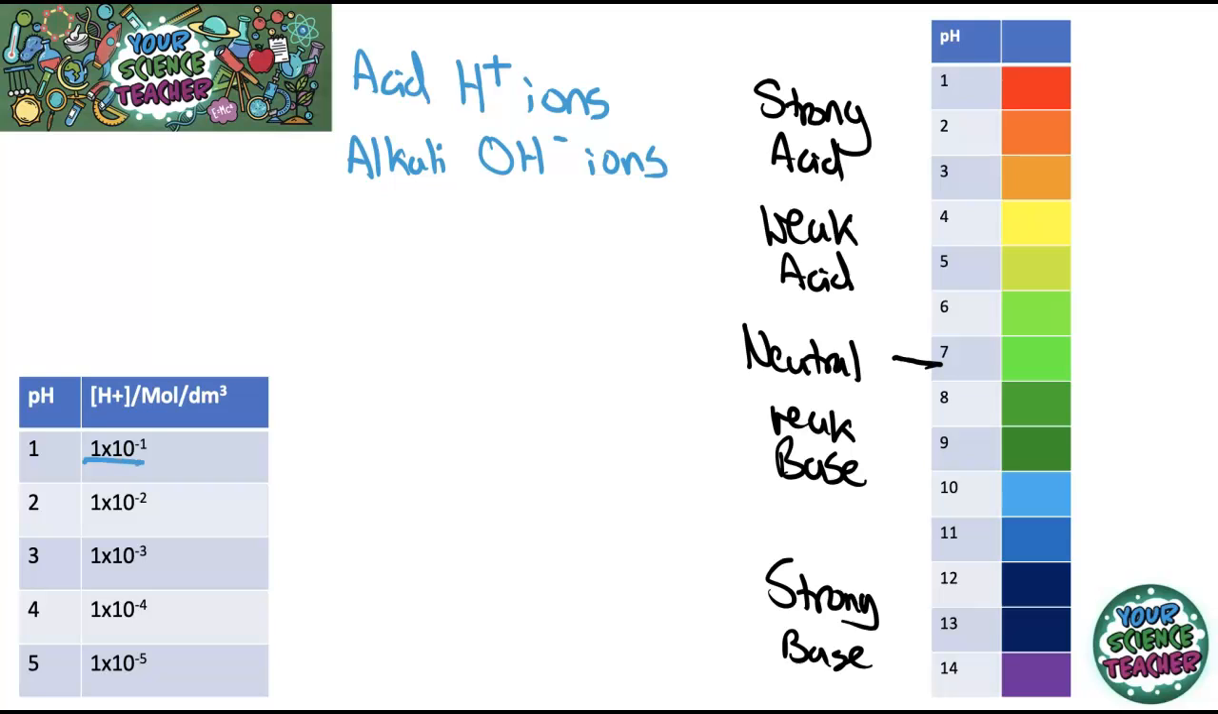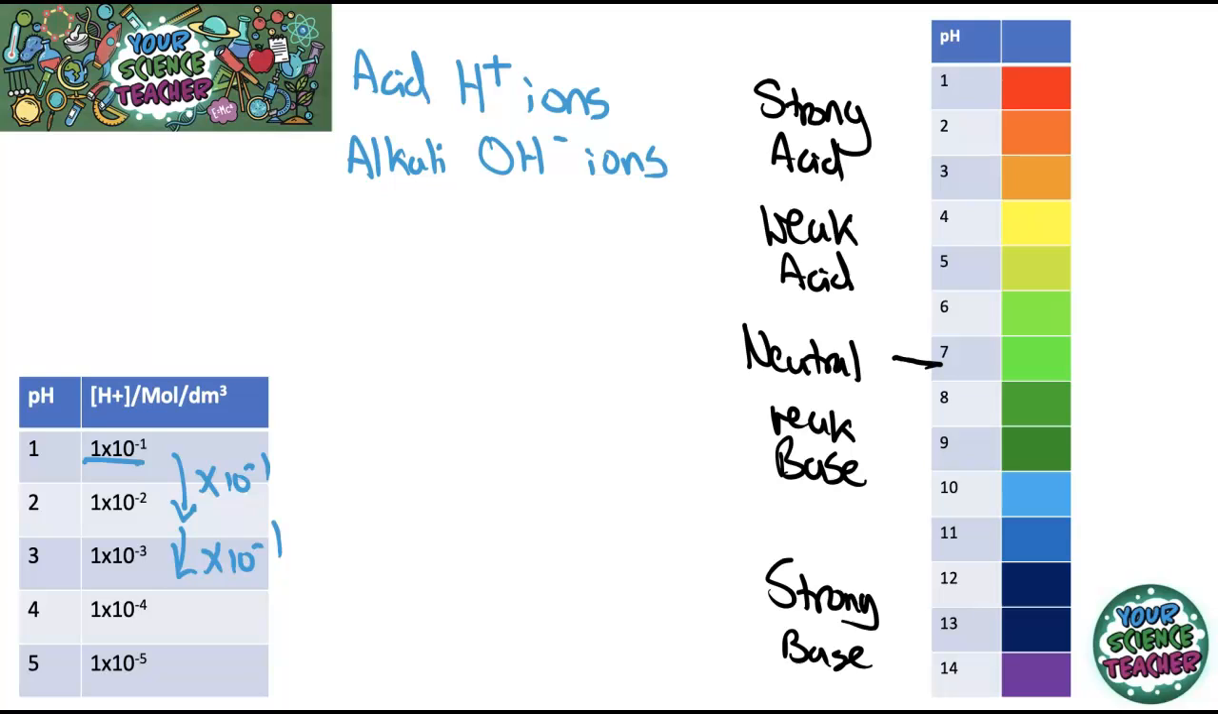Same as I go down, each time I'm going down by a factor of 10. Each time I'm going 1 factor of 10 less to go up pH by 1. So for example, if I wanted to turn something of a pH 1 into a pH 2, I would add 10 centimeters cubed of water. If I wanted to go from something that's pH 1 to pH 3, well, I would have to go 2 factors of 10, so I would have to add 100 centimeters cubed of water, and that would change my substance from pH 1 to pH 3.